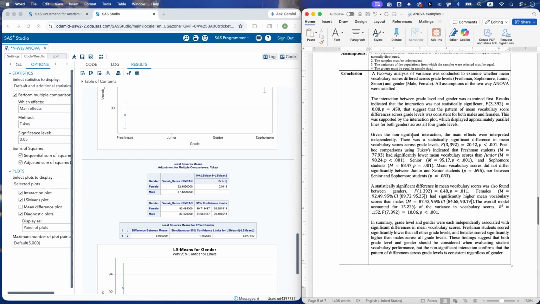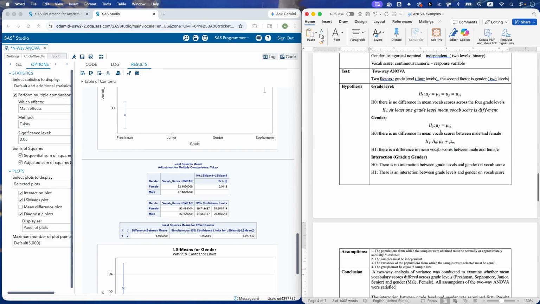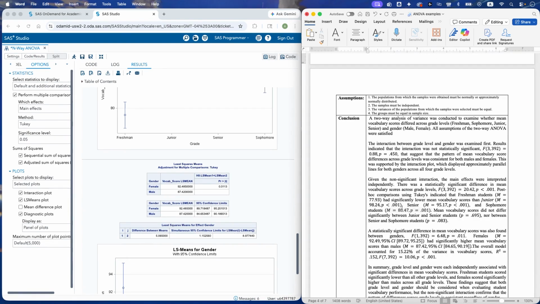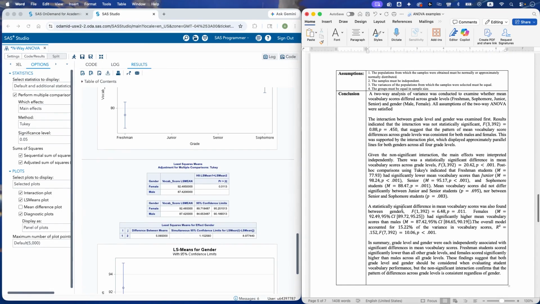And by the way, we call these the main effects. This is the main effect, and this is the second main effect. So we do have main effects. We found that there is a main effect, and there was a statistically significant difference in mean vocab scores across the grade levels. I reported, as usual, the F value and the P value.